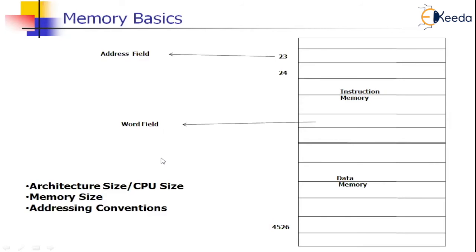So now, when you want to design the main memory, you need to keep a few things in your mind. The question is, what is our architecture size? This can also be called the CPU size. And what is our memory size? And what are the different addressing conventions? Let's try to understand what all these are about.